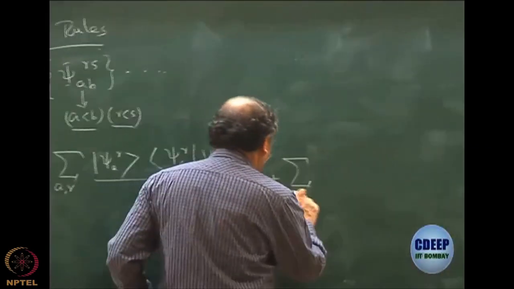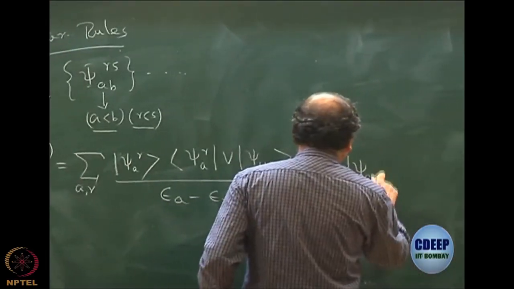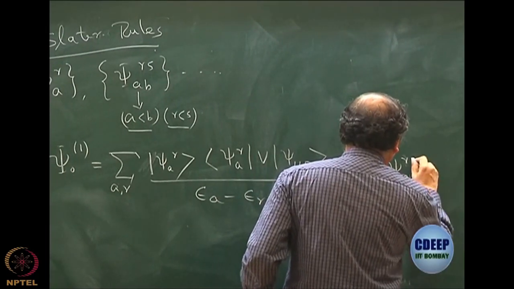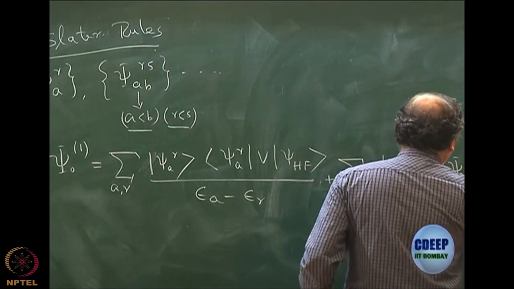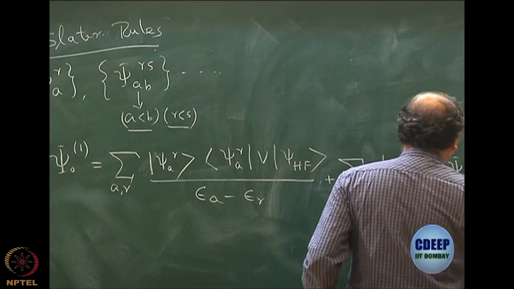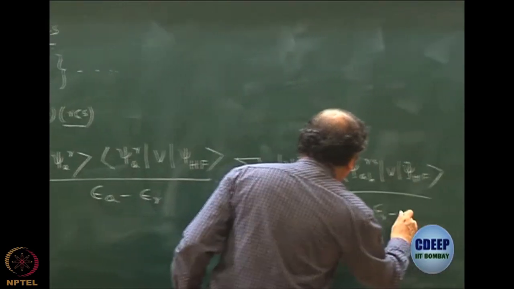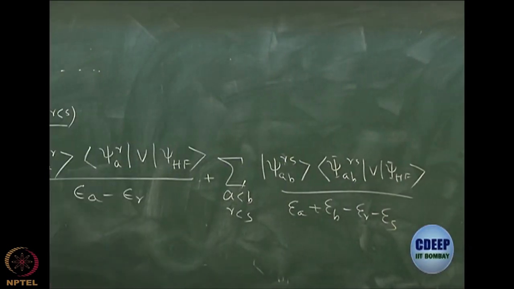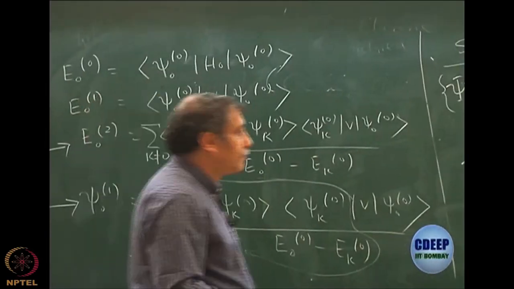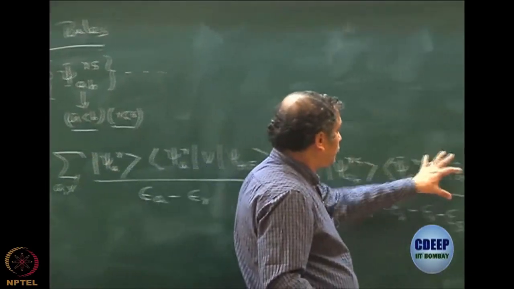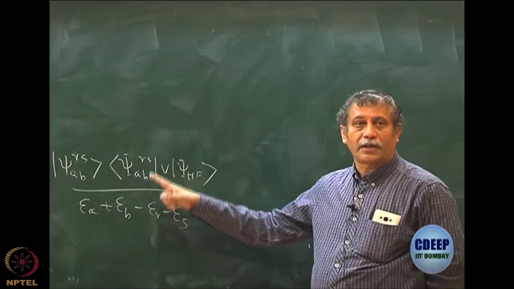So the second term is ABRS, again A less than B, R less than S, psi ABRS, V, psi Hartree-Fock divided by epsilon A plus epsilon B minus epsilon R minus epsilon S, right? And we can derive each of this. Now we know how to get this by Slater rule. Remember, this will be conjugate of what I wrote.